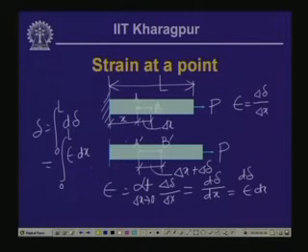If we have uniform strain everywhere, then this is equal to epsilon integral 0 to L dx, which is L, and epsilon we get as delta by L, as we have seen earlier. If the strain is constant everywhere, it is uniform, we get delta by L. If it is not, then delta is integral 0 to L epsilon dx. And that is how we compute the strain at a point.